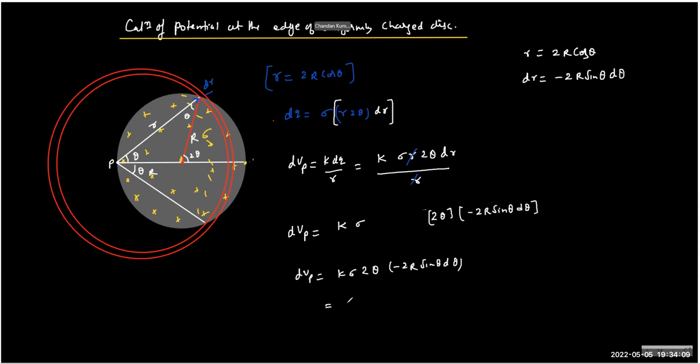So the answer is 4R, this one, no? And the question is, what is the limit of integration? So if you take theta equals 0, you will be on the right edge. Theta is 90, will be on the left edge. Correct. Yes.